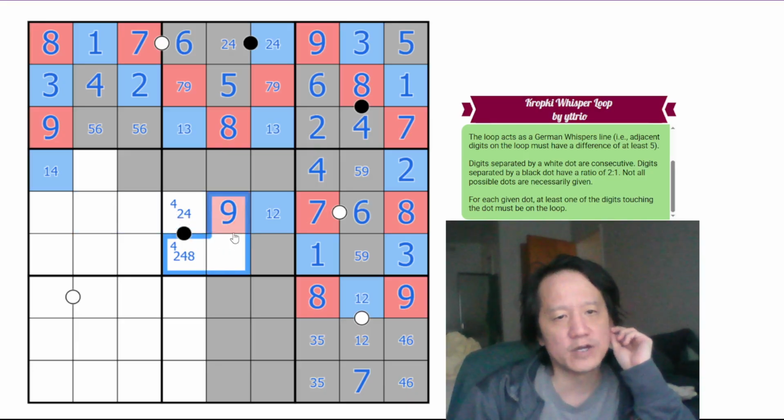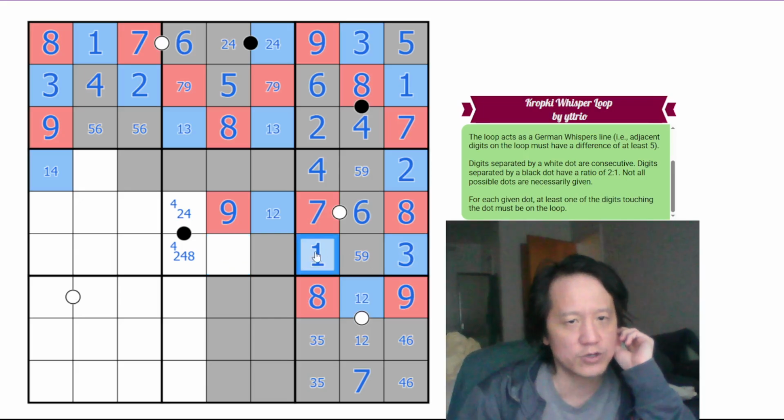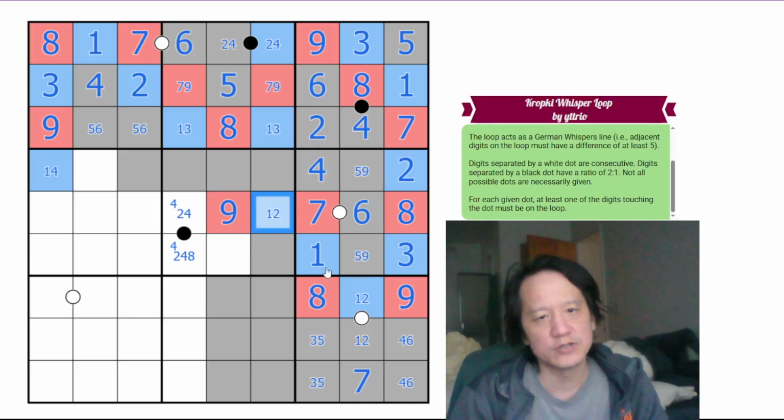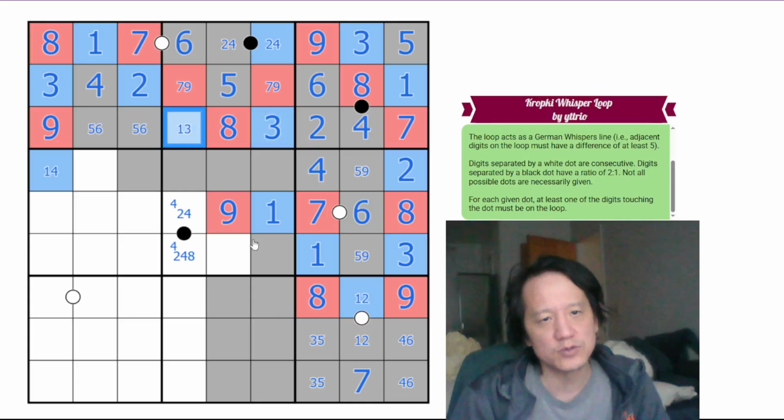If we go this way, this has to be 7, and then this would have to be 2, because it cannot be 1 or 3, and 4 cannot be next to two unique digits on a Whisper 5 line. And this would have to be 2. So either way, this cannot be 2. This is 1, which makes this 3, which makes that 1.